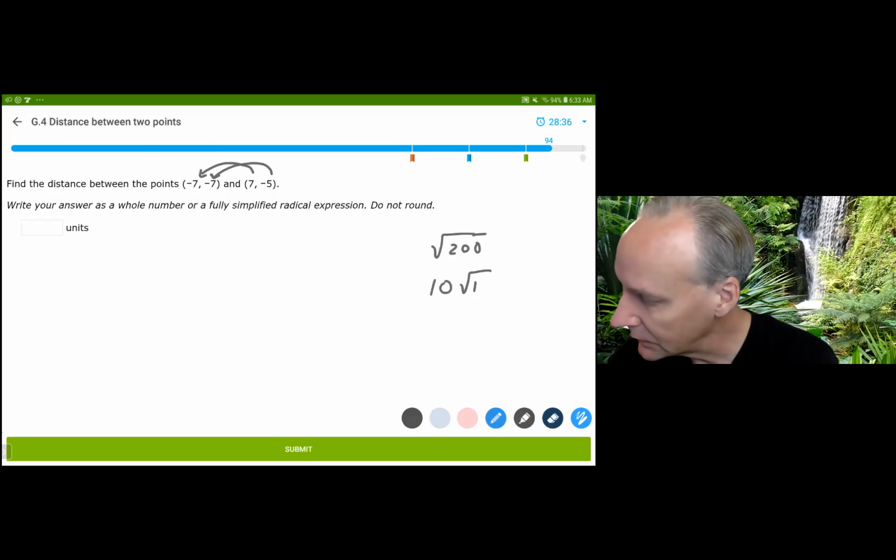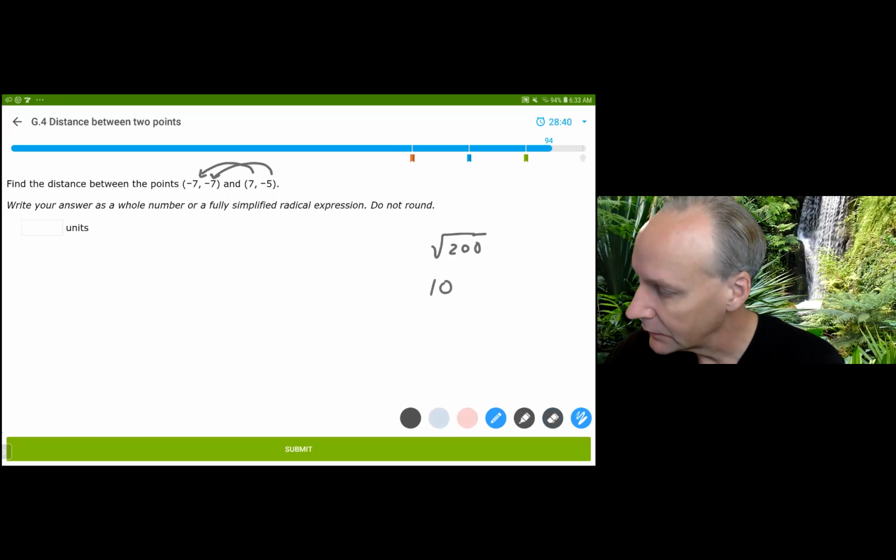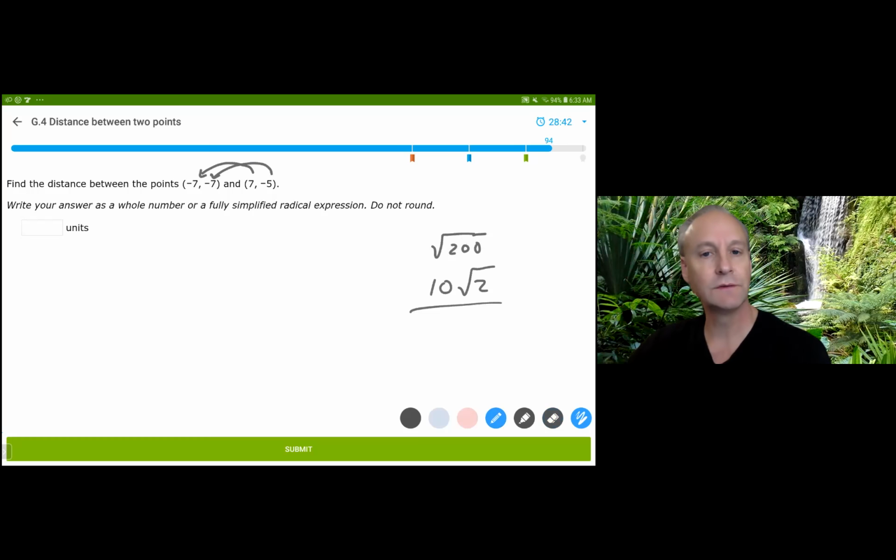So this is the square root of 100 times 2. I said 110, what's wrong with me today? Come on. There we go. Root 2. So this is the reduced version.